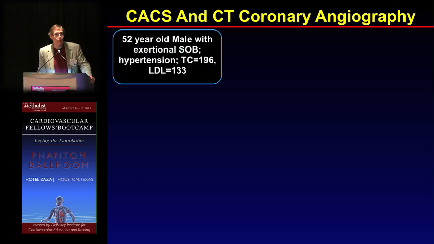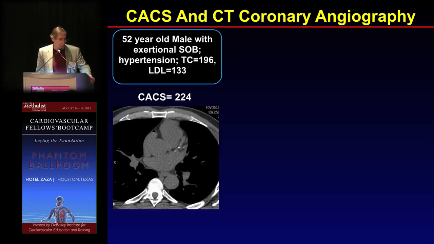Now, CT can be done both as a contrast and non-contrast study. This is an example of a 52-year-old man with exertional shortness of breath, no other symptoms. He had hyperlipidemia with an LDL of 133. He had a calcium score. This is the most common thing we do in mildly symptomatic or asymptomatic patients to look for evidence of plaque. A calcium score of zero is normal. Anything above zero means you have atherosclerotic disease. This is a moderate score of 224.